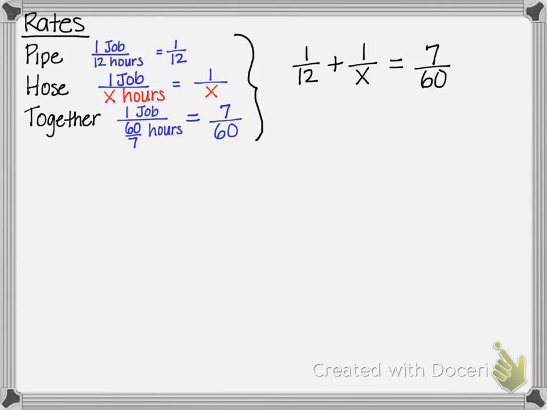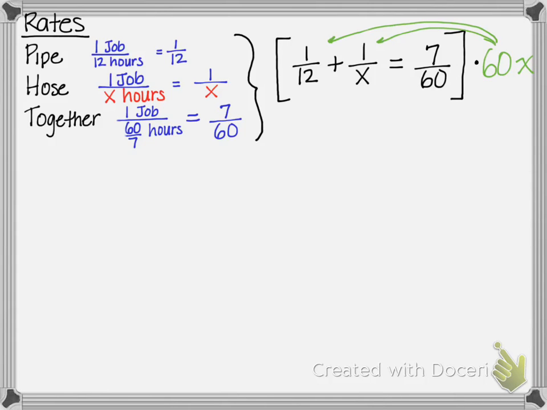So this becomes a rational equation to solve. And to solve the rational equation, we look for the least common multiple of all the denominators that we see, the 12, the x, and the 60. And we realize that the least common multiple is 60x. So we're going to multiply that rational equation by the least common multiple.